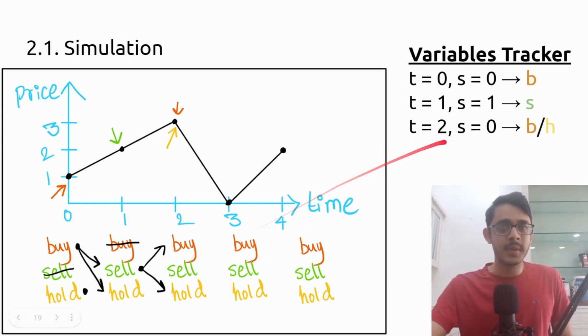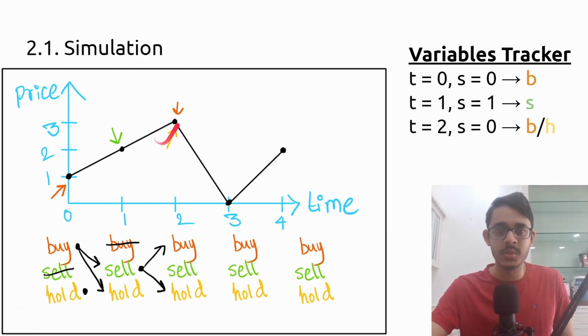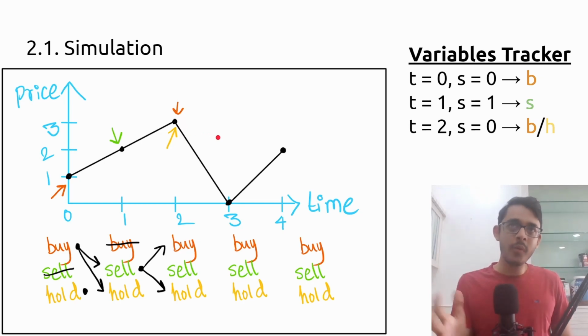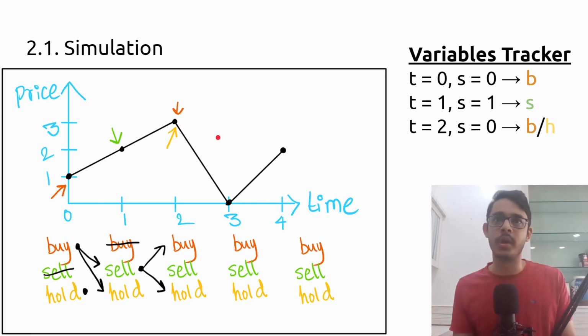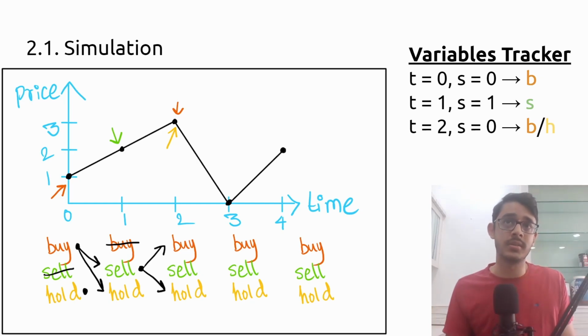I can't sell because I already have 0 stocks. So selling is not an option. And this is why I've marked it with orange and yellow. And so now I think you have a better understanding of what's going on. At every single point of time, we are going to make a decision. We're going to make one of 3 decisions: buy, sell, or hold.